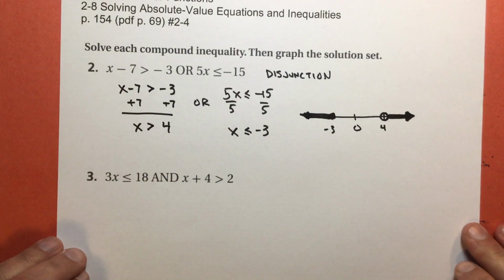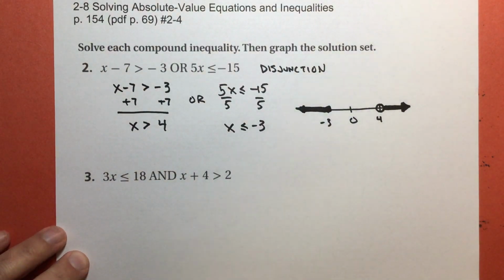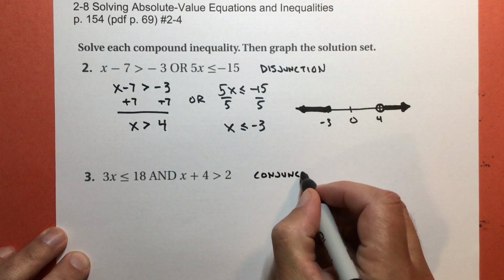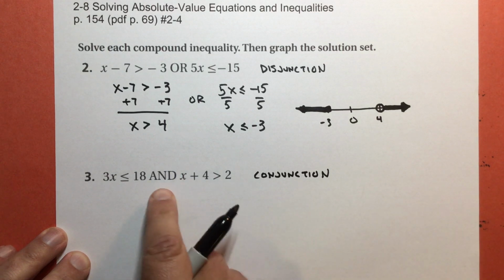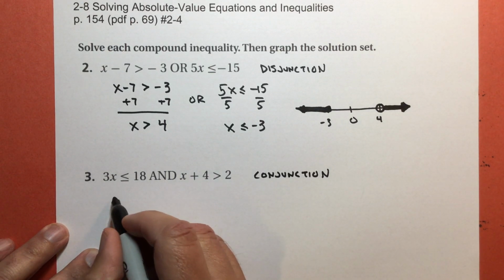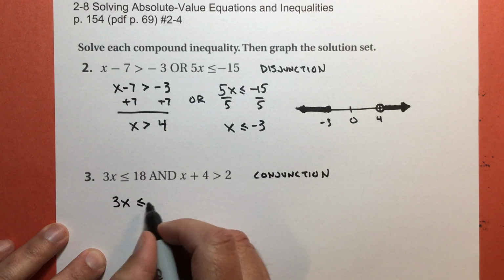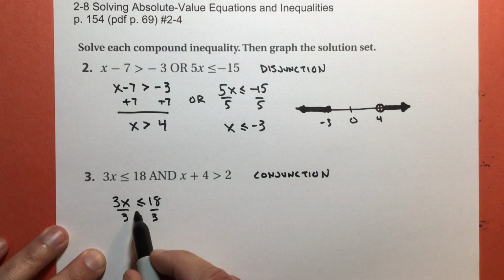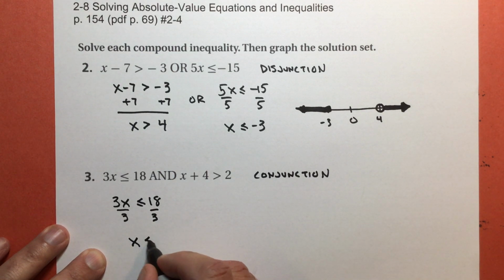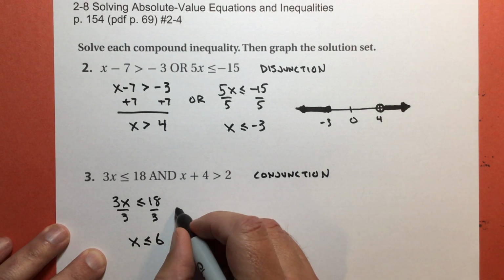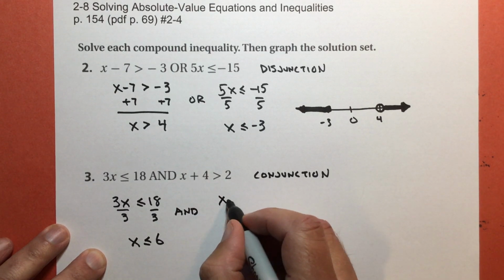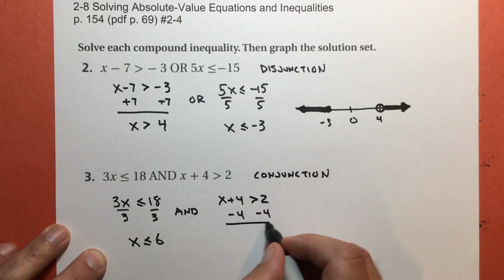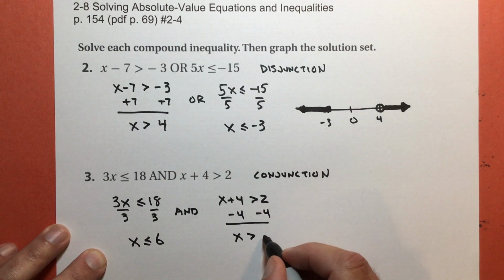All right, problem number 3. I'll move that up so you can see it a little bit. Problem number 3, this one's going to be a conjunction. I'm using the word "and." So I do 3x is less than or equal to 18. Divide both sides by 3. Again, dividing by a positive does not change the sign, so leave it. X is less than or equal to 6. And x plus 4 is greater than 2. Subtract 4 from both sides, and I get x is greater than negative 2.